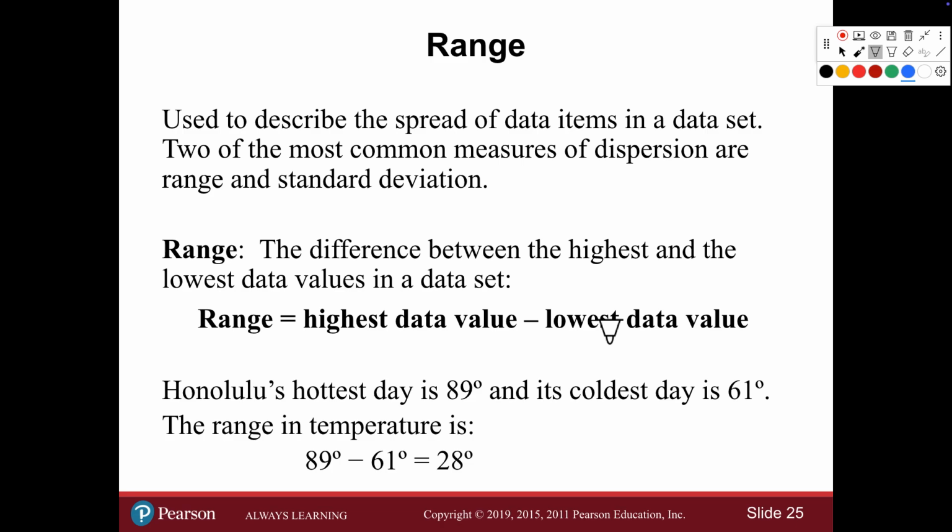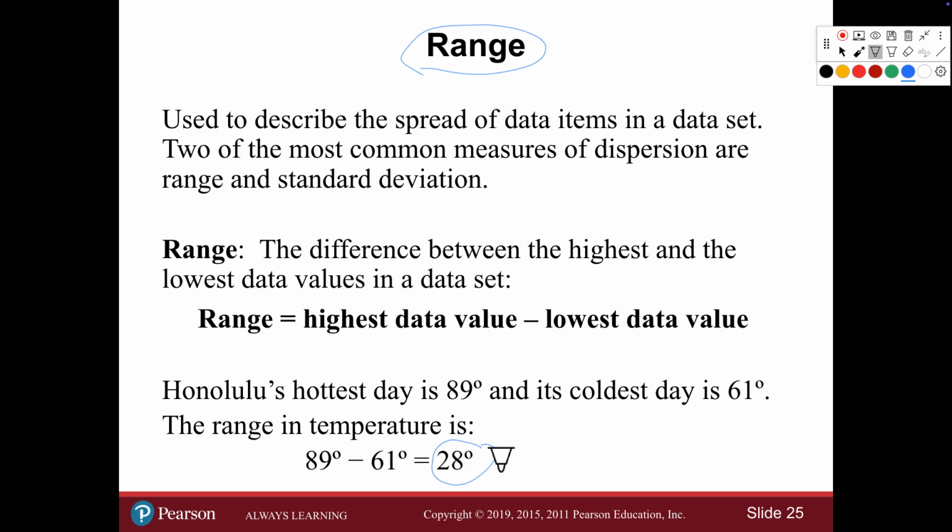The next one is how spread out the data is from the low to the high. One way is to use the range. We just used the range for the mid-range, but the range itself is you just take the highest minus the lowest, and that gives you the spread. We could do it with temperatures. The hottest day is 89, the coldest day was 61. If you subtract the two, that gives you a range of about 28 degrees from the low to the high, giving you a feel for how spread out that is.